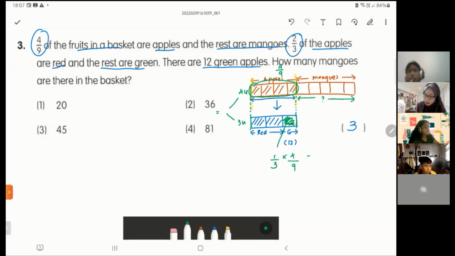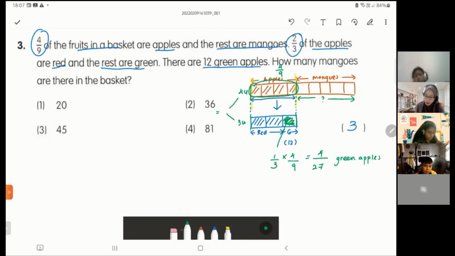Okay, then we times, right? So when we times, we do crosswise. There's nothing for me to simplify. So just look row-wise. 4/27. Okay, so this one is what? Is my green apples.